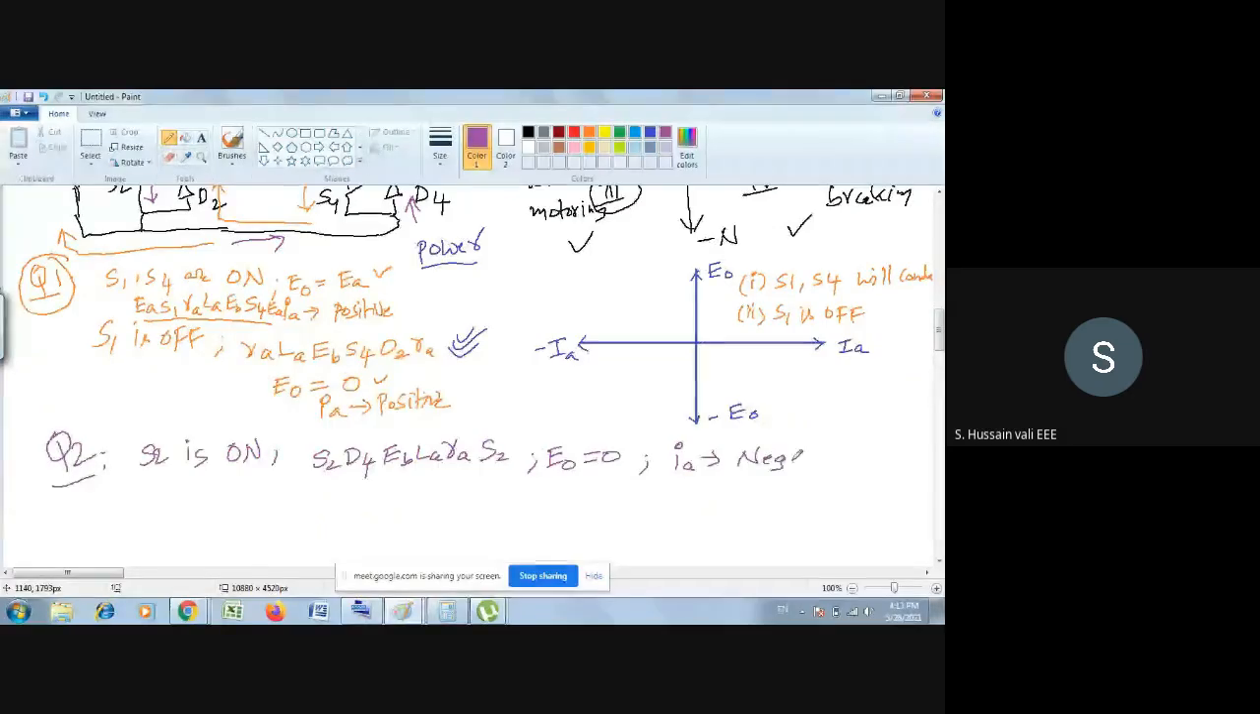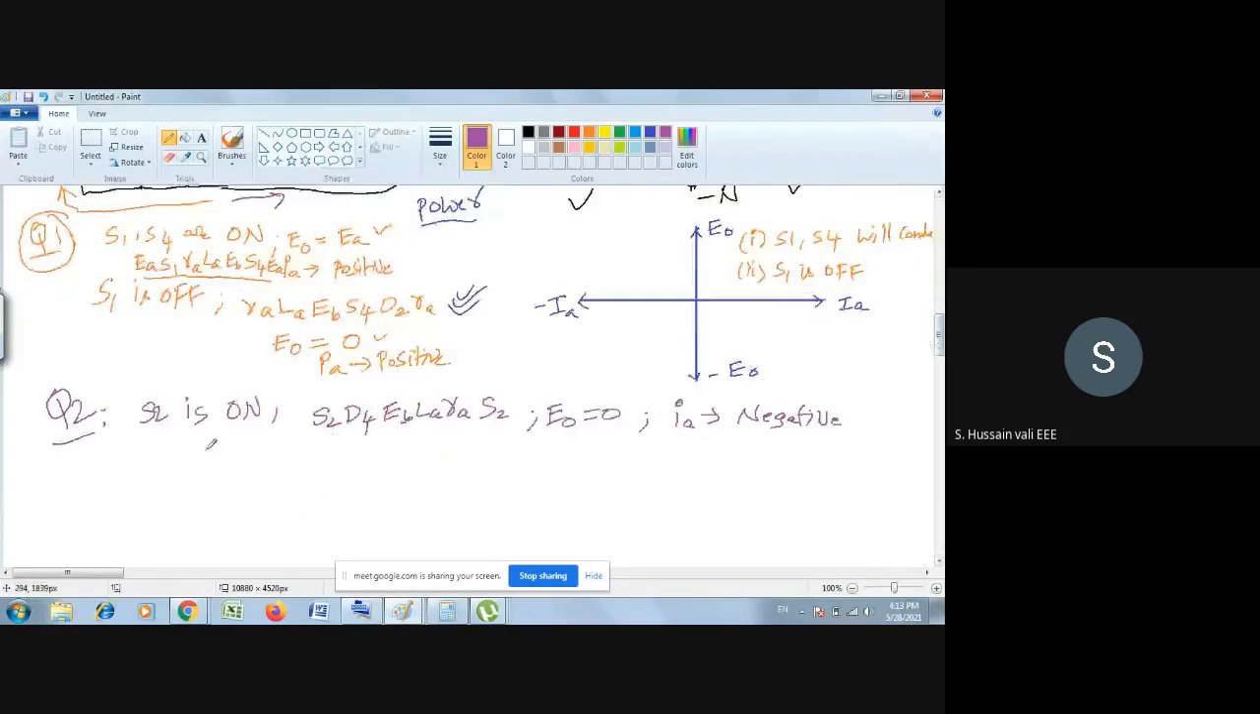IA is negative. Okay. Then what is the state now? You see, I will turn off S2. S2 is off. When S2 is off, I told you already the direction of the current will not change. So EB, LA, RA, this will remain the same. The only thing is that I turn off S2.